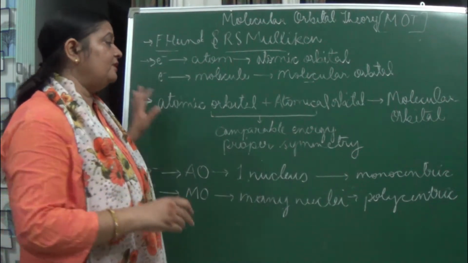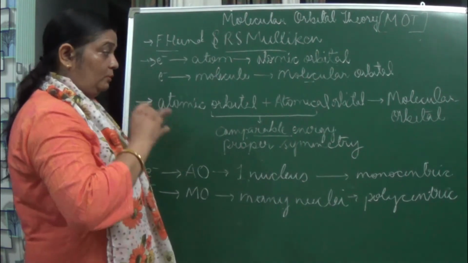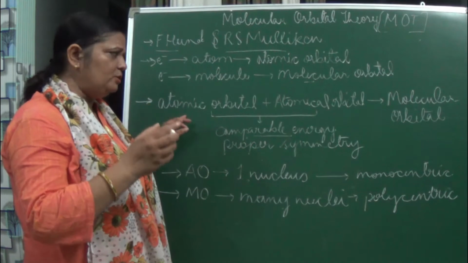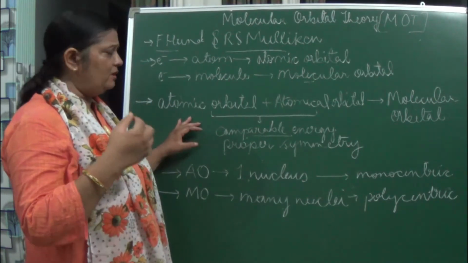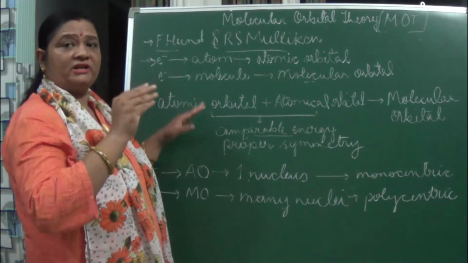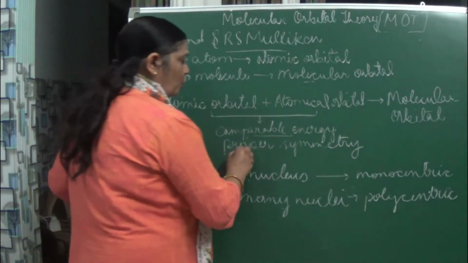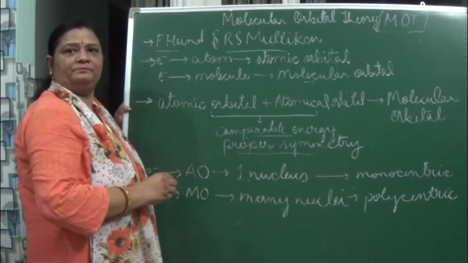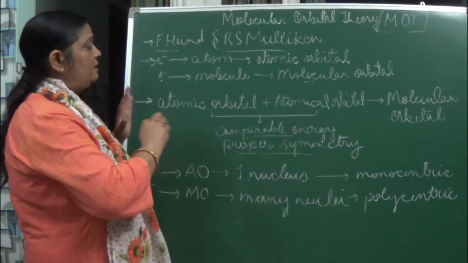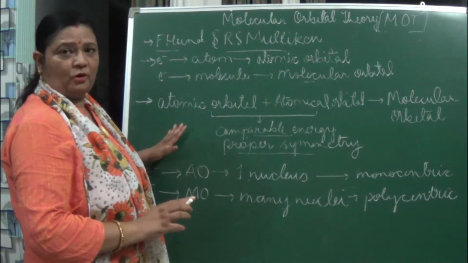It should have a comparable energy. It means there must not be a wide difference between the energy of the orbitals. It should be minute, or similar only. If the energy difference is too much, molecular orbital will not be formed. And they should have proper symmetry. If the symmetry is different, the atomic orbitals will not combine to form a molecular orbital.